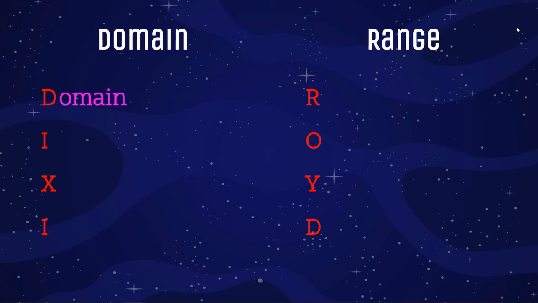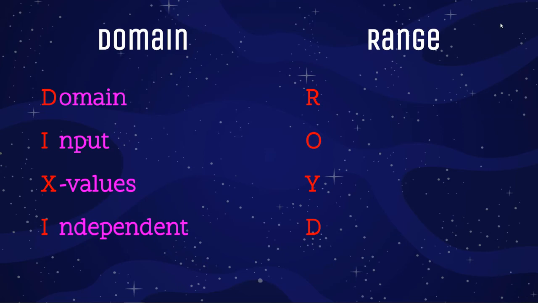So domain: D for domain, I for input, because the domain is your inputs into your equation. X values are your inputs into the equation. So you put in the X and you get something out. When you put in an X, that is part of the domain. And then I for independent. The X's are independent. If you were trying to remember which one it is, you are the independent person making a choice about something. You're the X. You're part of the domain.